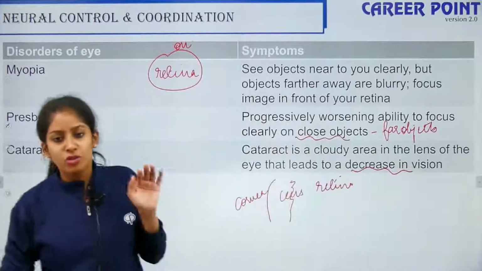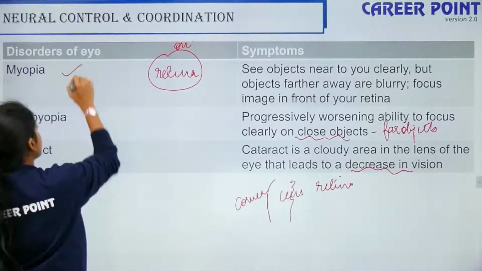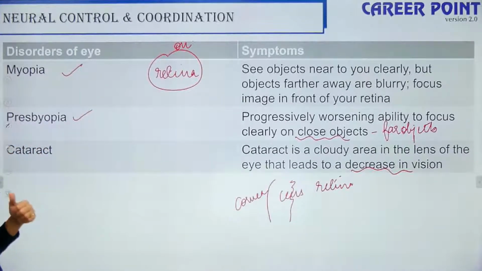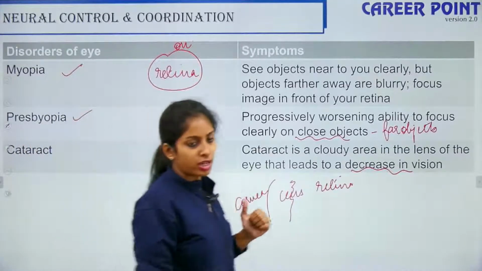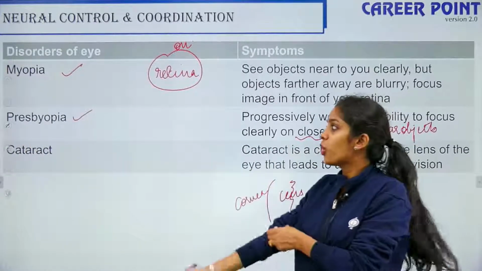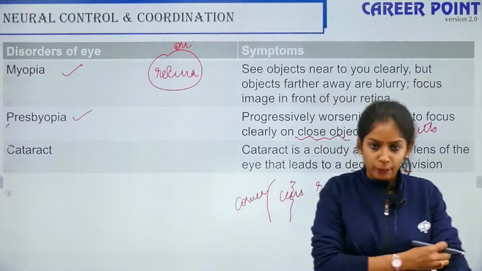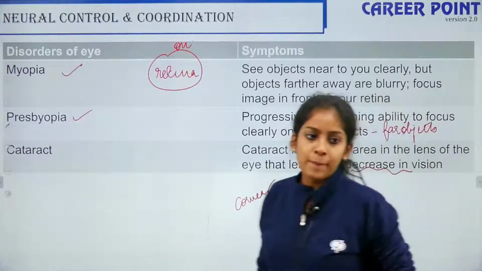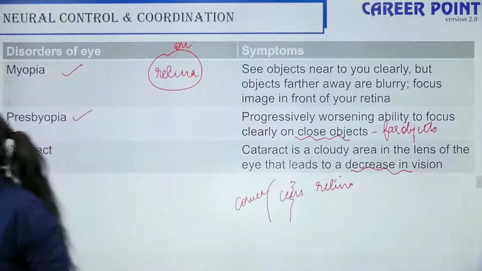So it's enough if you remember these two, but anyway, these two are class 10 portion. They will not ask you in NEET because there are so many other questions that they can focus on in the eye than asking you about what is myopia and what is presbyopia, okay? Yes, so shall we move forward to the next one, that is chemical control and coordination? Yes, have you noted this?